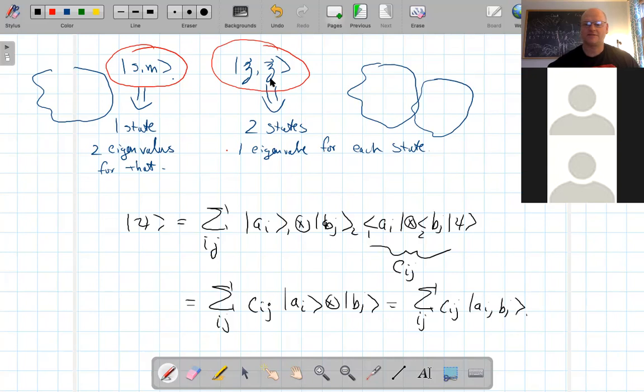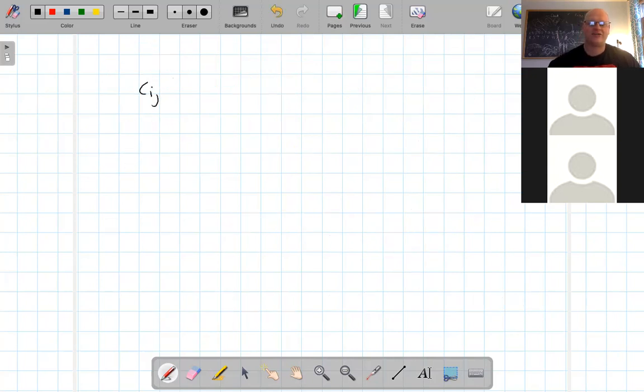So here, Cij is equal to the inner product of AI BJ with psi, or this is AI for particle 1 tensor product BJ for particle 2, with psi.